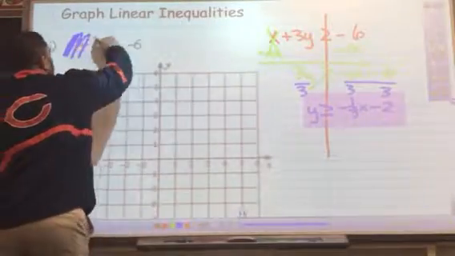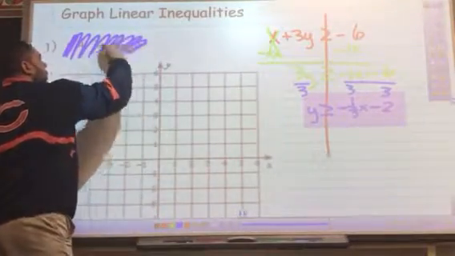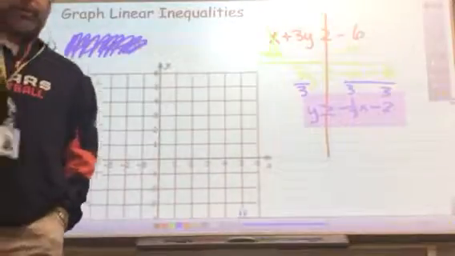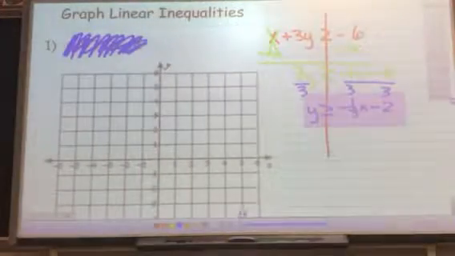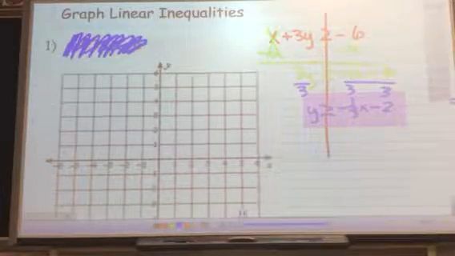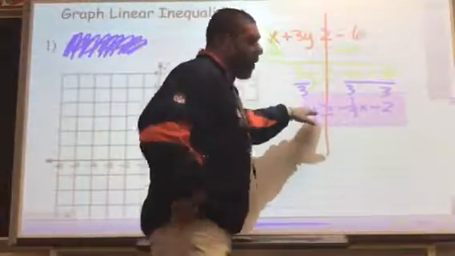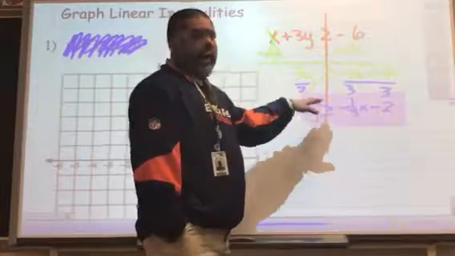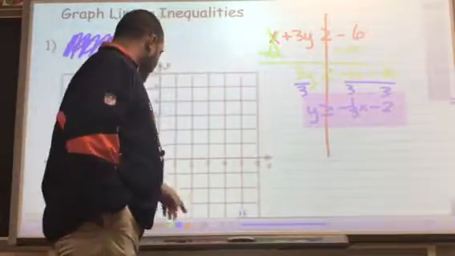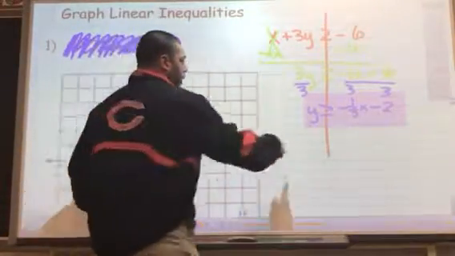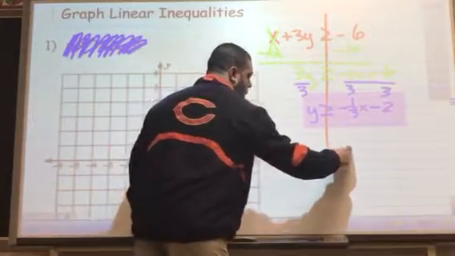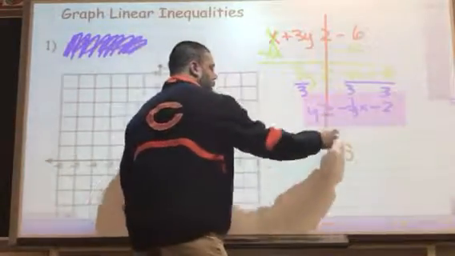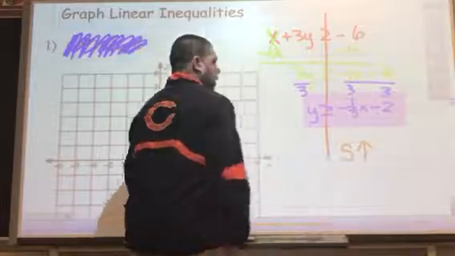I no longer need to worry about the original. And I don't want you to be looking at the original problem in order to determine your shading. You've got to look at it in slope-intercept form. It's got to be in slope-intercept form. Now, my slope-intercept form has an or equal to part, so I know I'm going to have a solid line. It's greater than, so I'm shading up.